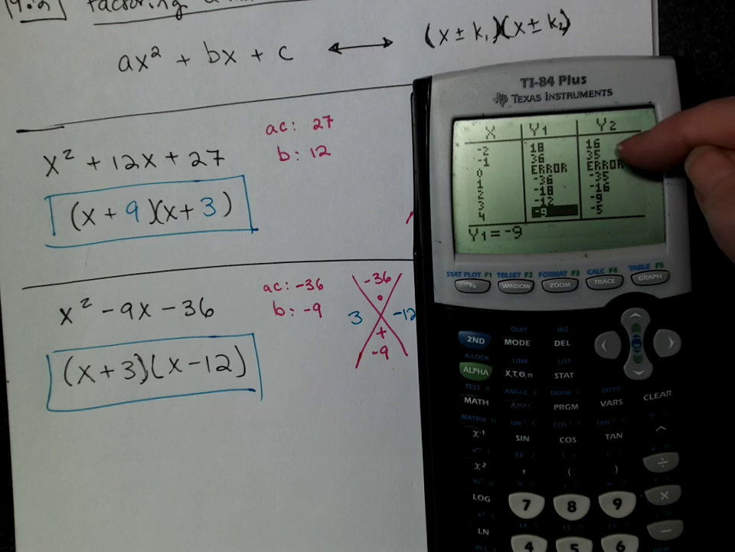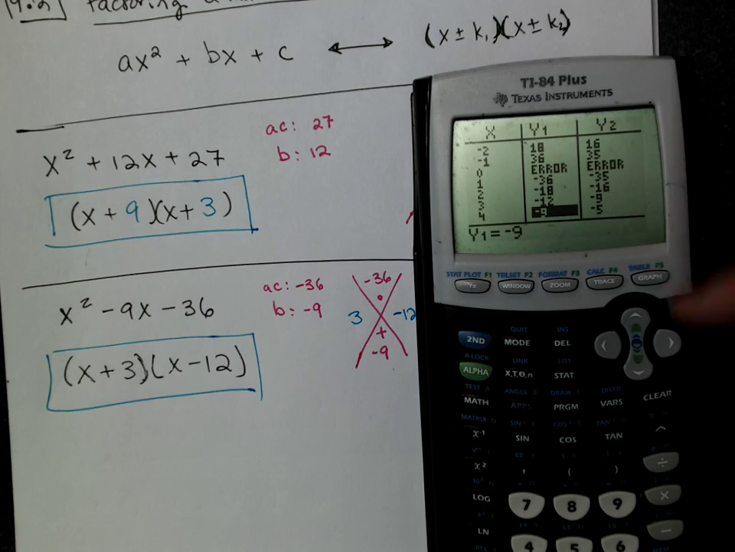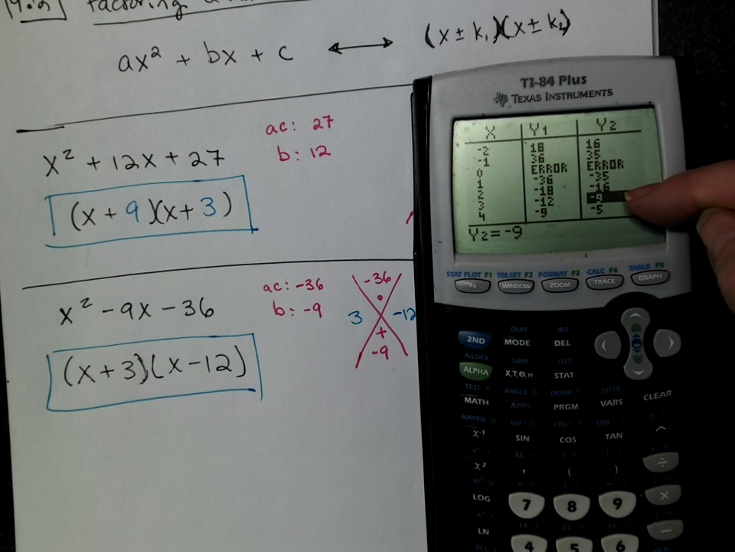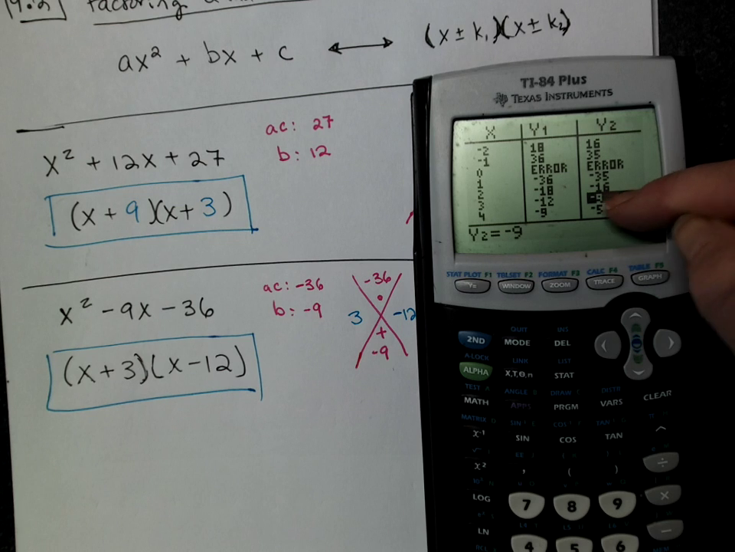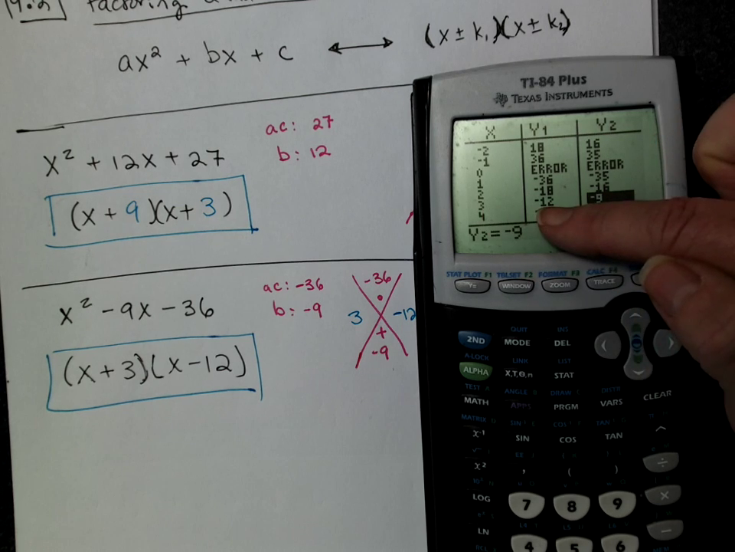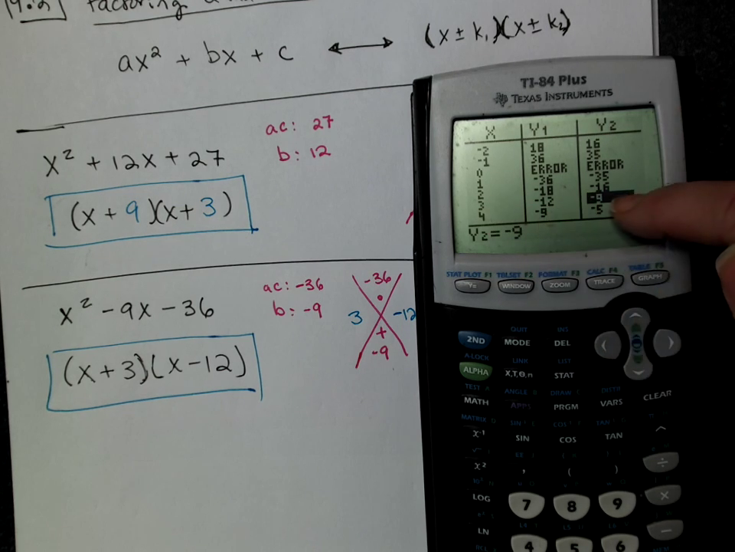Yeah, because my b's are positive going up and negative going down. Oh, there's negative 9. Okay. So when I add these 2 numbers, I get negative 9. 3 times negative 12 gave me negative 36. 3 plus negative 12 gives me negative 9. Okay.